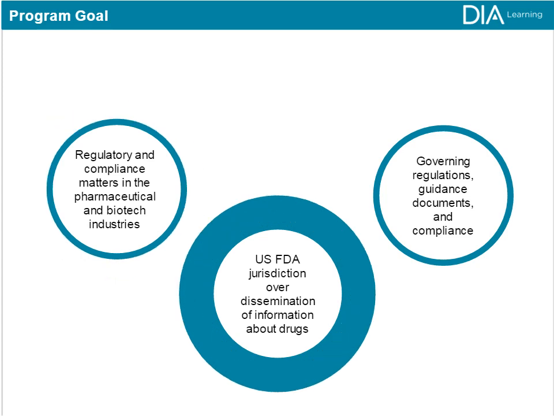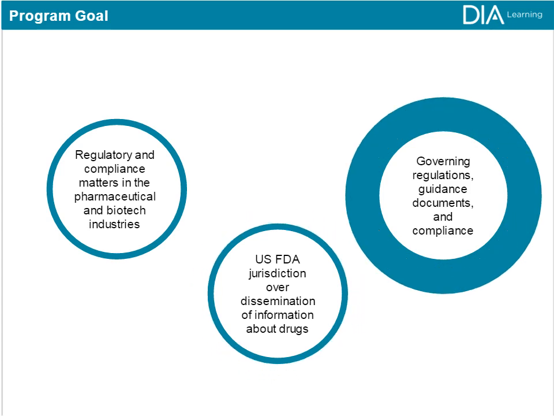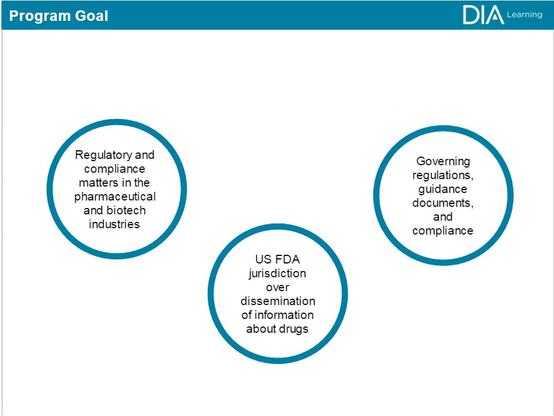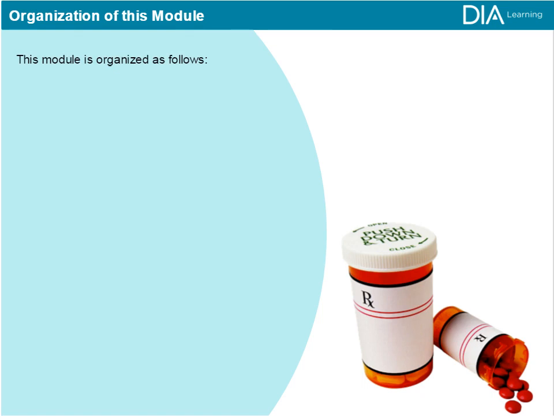The module will primarily focus on the United States Food and Drug Administration's, or FDA's, jurisdiction over the dissemination of information about drug products and the governing regulations, guidance documents, and compliance related to drug development and approval. Note that this module focuses on the United States FDA and its regulations. Other countries or regions have their own governing agencies, with regulations that may or may not reflect those discussed here. This module is organized around the following major facets of U.S. regulatory and compliance considerations. Lesson 1.